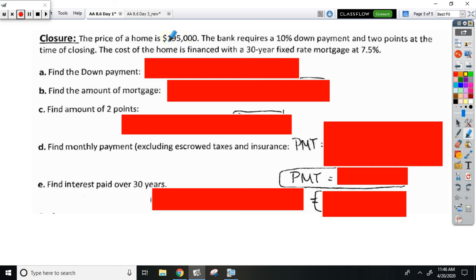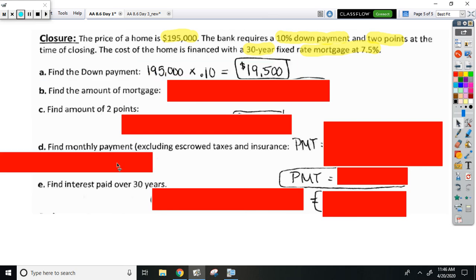All right, so in this one we have our purchase price being $195,000, a 10% down payment, 2 points, and 30 years. Our interest rate this time is 7.5. So the first thing to find the down payment is to take the purchase price times the percent of the down payment, which is 0.10. So 195,000 times 0.10 is 19,500.